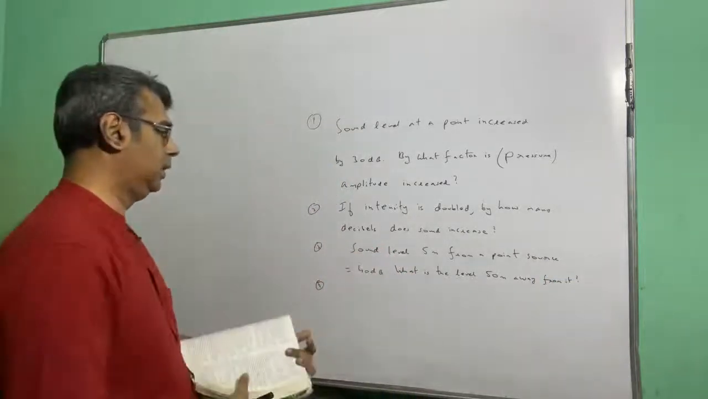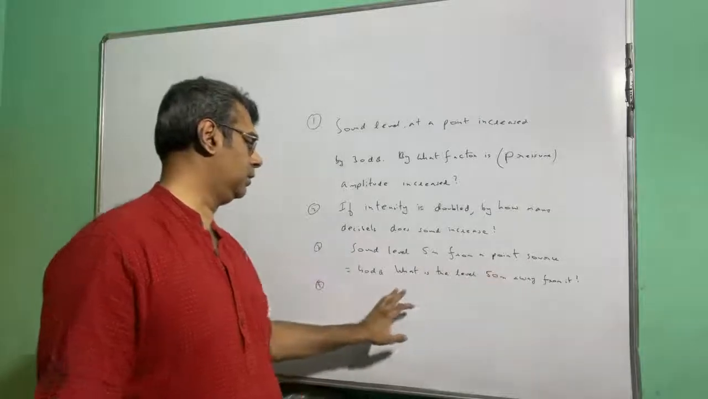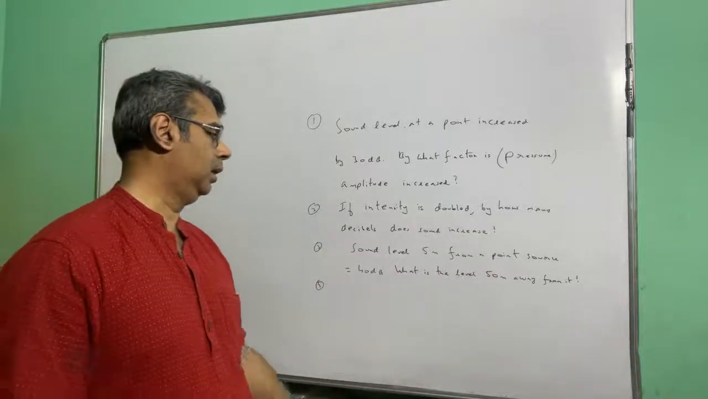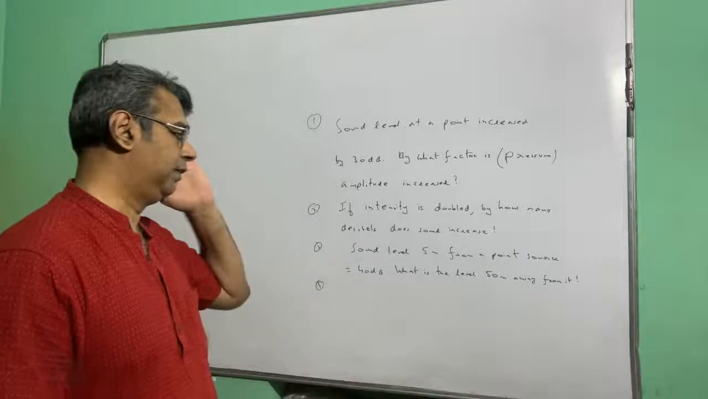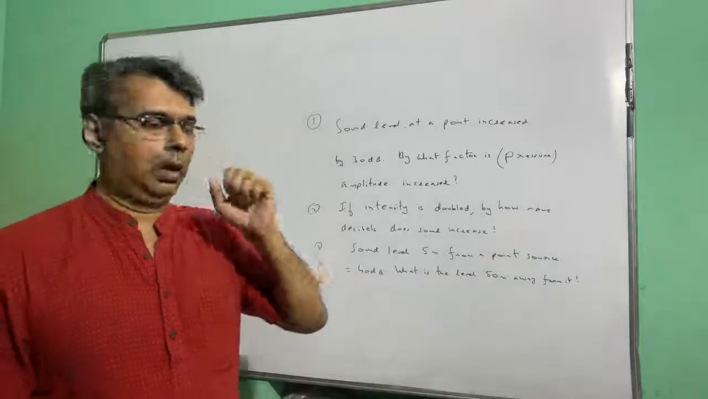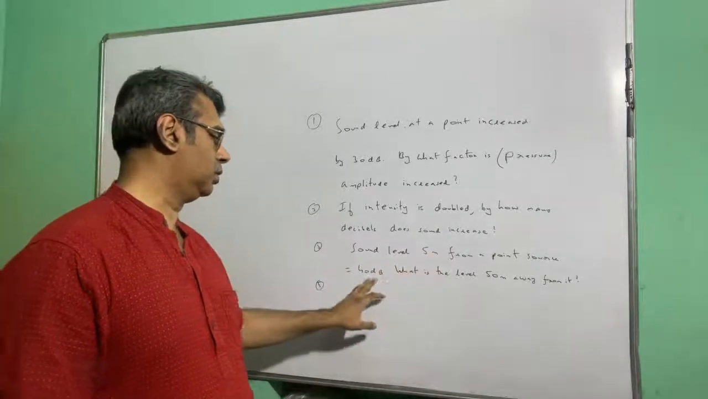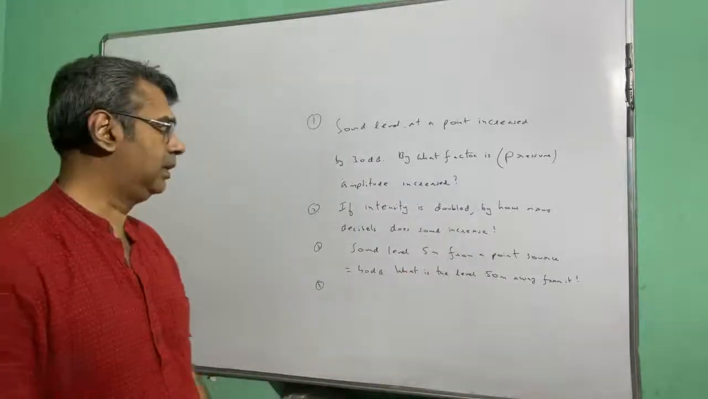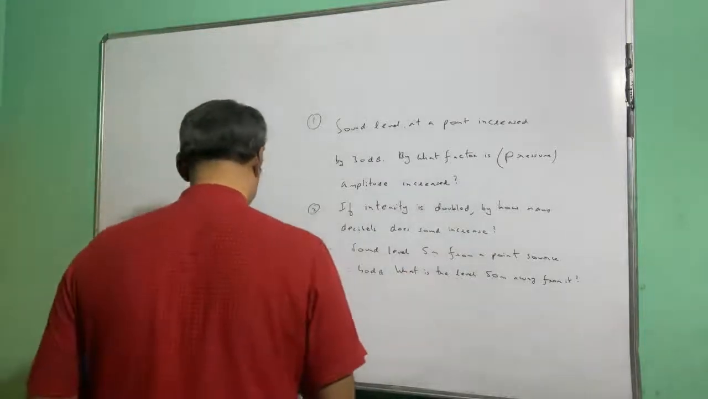Question number 3. Sound level 5 meters from a point source is 40 decibel. What is the sound level 50 meters from the source?